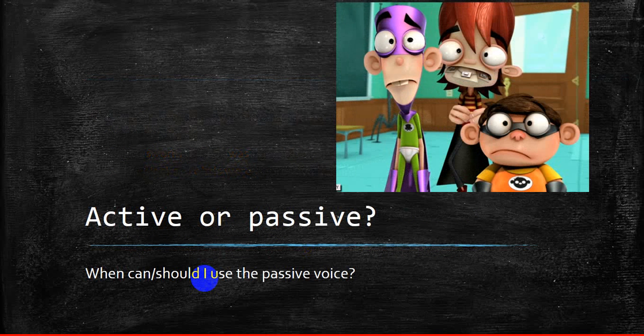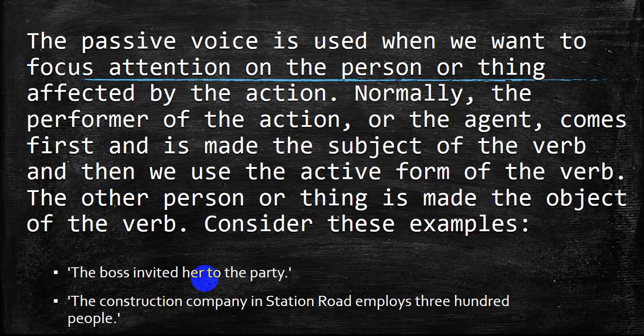Active and passive voice. When can or should you use the passive voice? It can be used when you want to focus attention on the person or thing affected by the action. Normally the performer of the action, or the agent, comes first and is made the subject of the verb, and then we use the active form of the verb. The other person or thing is made the object.